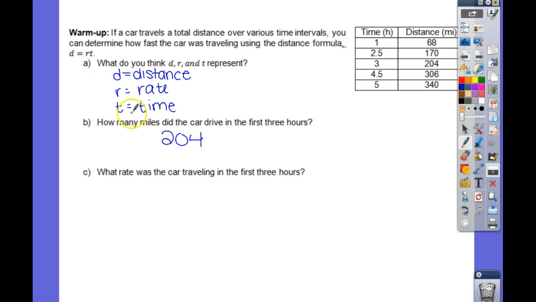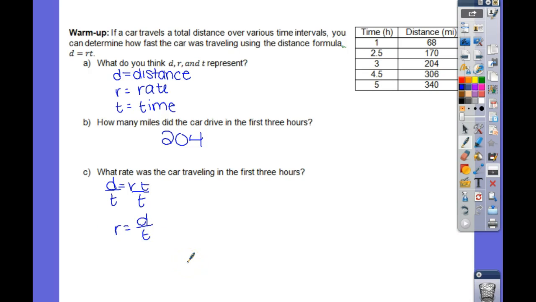So to find the rate, we need to solve D equals RT for R. So here's a literal equation. You need R by itself, so what are we going to do? Divide by T. So R equals D divided by T.